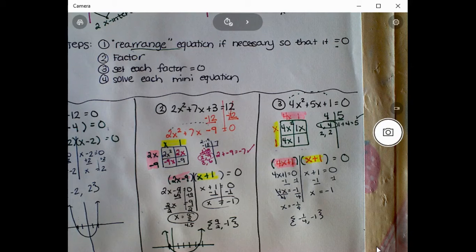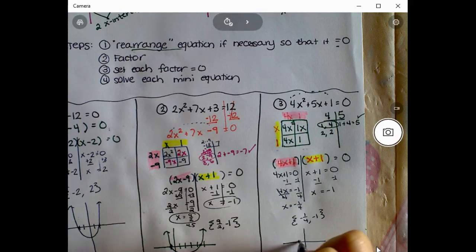Okay? And that is the answer. So if you looked at it on a graph, you would have an x-intercept at negative 1 and one at negative 1/4. So it would be a tiny, skinny little parabola.